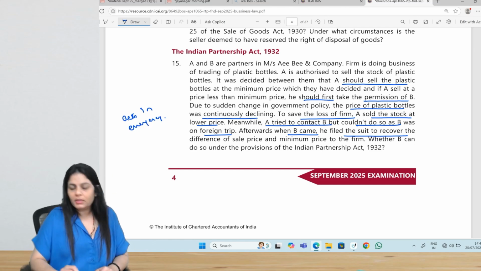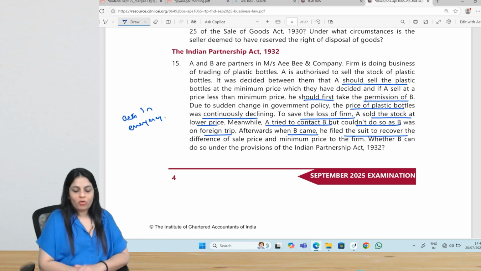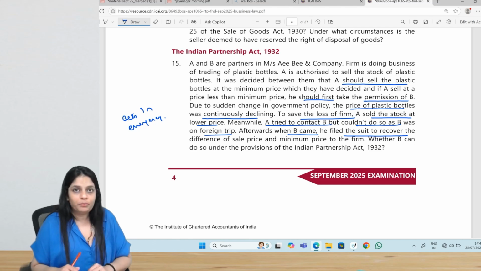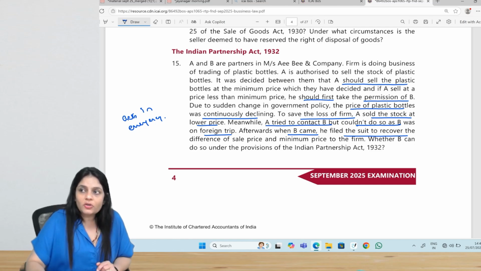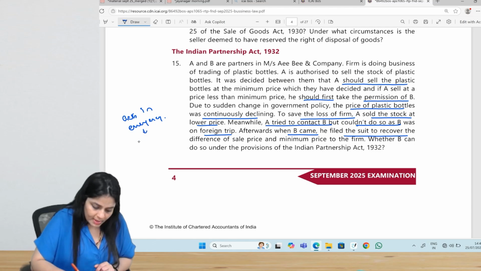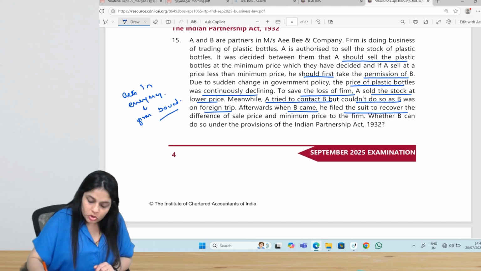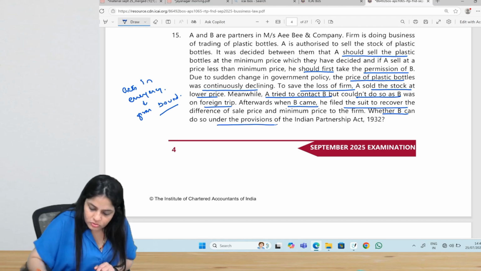Generally, a partner cannot do anything that is outside his authority, and if he does, the firm is not liable. But here, the act was done to protect the interest of the firm, and he was not in a position to communicate with the other partner. In this case, is the firm bound?